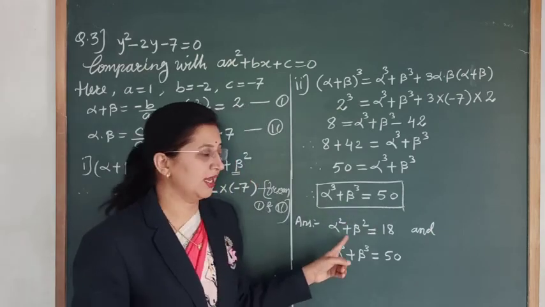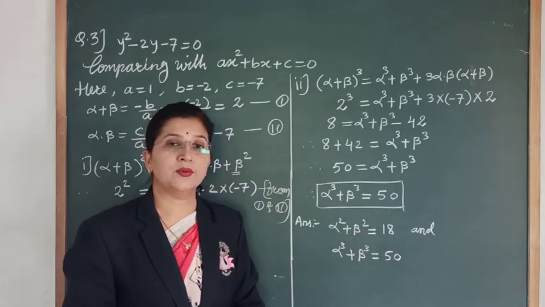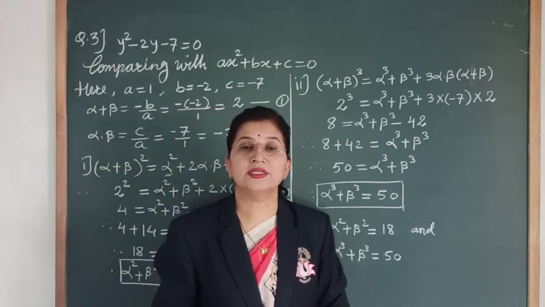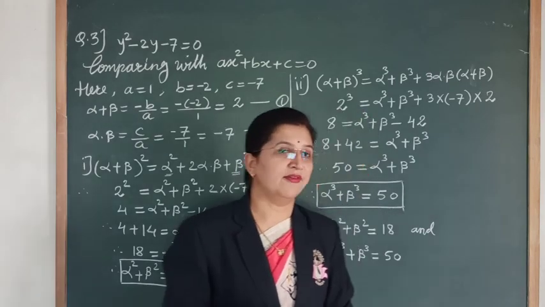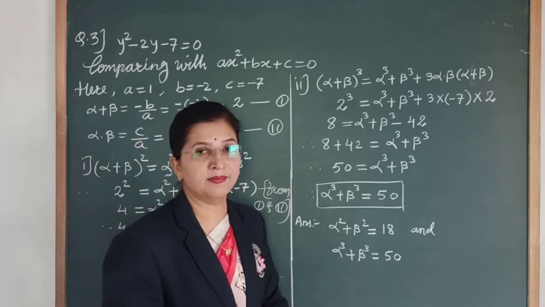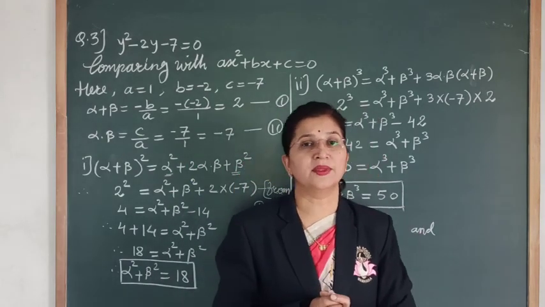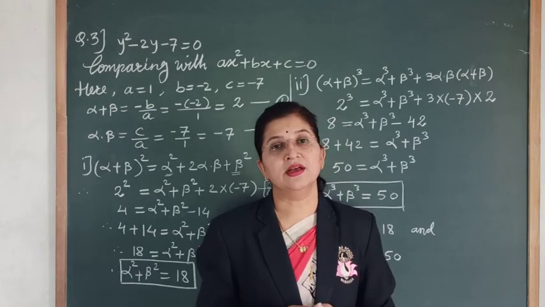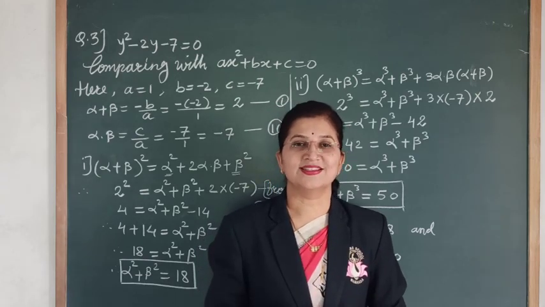Let's write down the final answer. Alpha square plus beta square is equal to 18 and alpha cube plus beta cube is equal to 50. In this way, by using the relation between the roots of the quadratic equation and the coefficients, we have found the values of alpha square plus beta square as well as alpha cube plus beta cube. Dear students, in this video we learned how to form the quadratic equation when the roots are given and what the relation is between the coefficients of the quadratic equation and its roots. I hope all these things are clear to you.